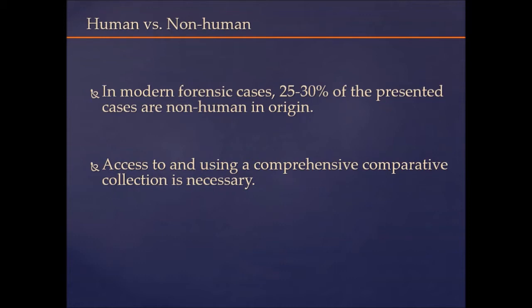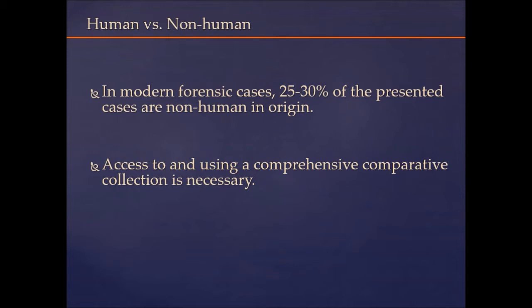Access to a comprehensive comparative collection. A comprehensive comparative collection means that we have a lot of non-human stuff that we can work with and compare to. Almost every good-sized coroner or medical examiner's office will have a pretty good supply of non-human stuff that tends to be in the area for a comparison.